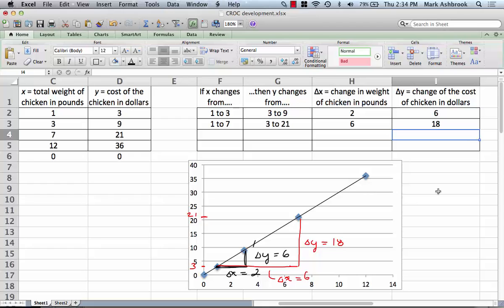Okay, let's do one more. Did anyone start at, just for the sake of the drawing, anyone start at 7? Anyone do one from 7? Yeah, what'd you do? 7 to 12. Then y changes from? And what was your change in weight? And then change in cost. And I'll do that in blue.